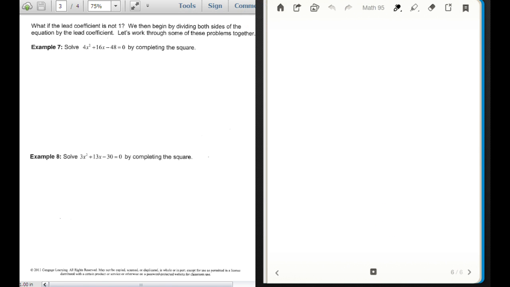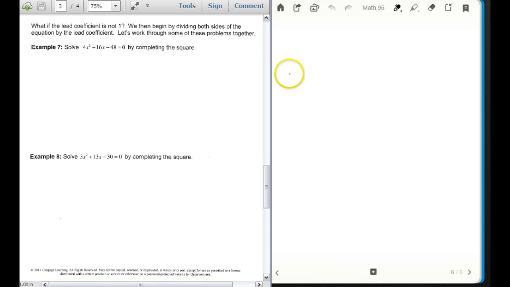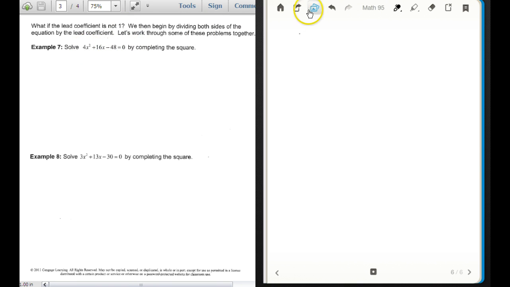The key to doing these ones is to get the leading coefficient to be 1, right? So what we're going to do is if we see a number out front besides the number 1, we're going to divide the entire equation, both sides, by that number so that the leading coefficient turns into the number 1, okay? So let's work example 7, and this will be our last one because I'll let you do example 8.